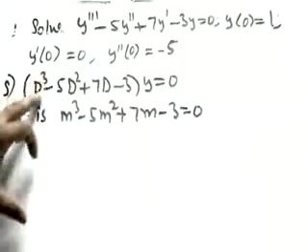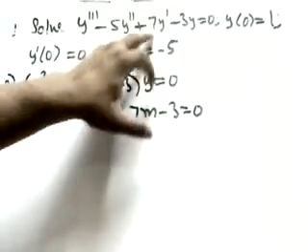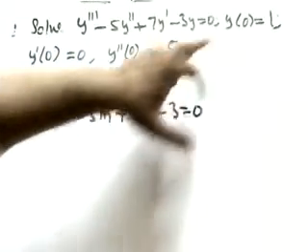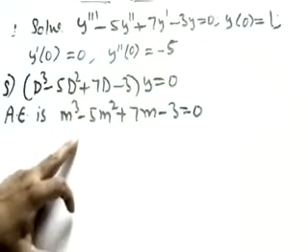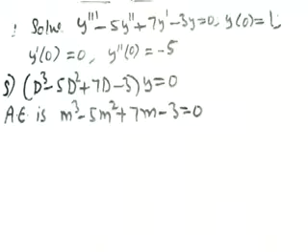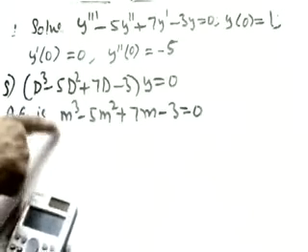Now see here the next question. y triple dash means (D cubed minus 5D squared plus 7D minus 3) y equals 0. These conditions later we will use to find the constants. Okay, now start the auxiliary equation. I just want to show the auxiliary equation.